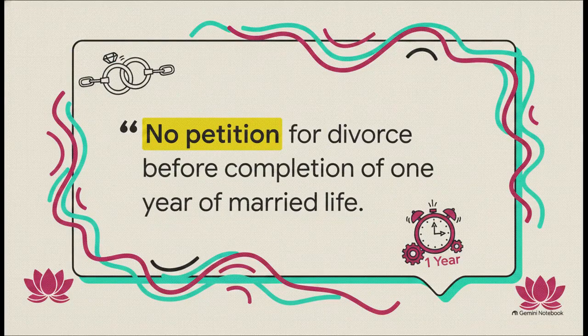Now, moving on to Section 14, which hits us with a very strict rule. No petition for divorce before completion of 1 year of married life. And this isn't just some administrative red tape. It's a mandatory statutory cooling-off period. The law literally forces a breathing period just to prevent these impulsive, heat-of-the-moment divorces right after the honeymoon phase fades. The court basically wants to say, hey, is reconciliation possible before just letting couples rush straight to the courtroom?